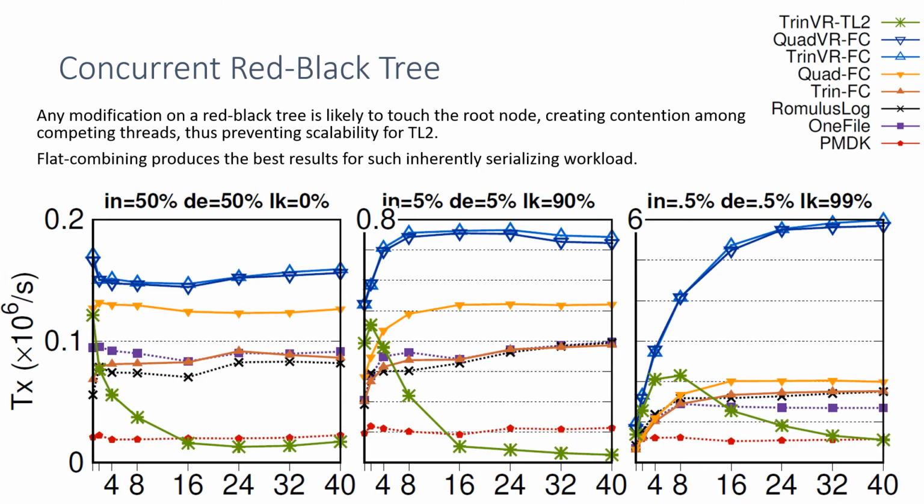In this micro benchmark, we took a sequential red-black tree and we wrapped its operations in transactions. Perhaps contrary to what would be expected, the TL2 implementation here doesn't scale very well. And the main reason is because the red-black tree is a data structure which, for most mutative operations, the root node is modified. And that means that any operation that reads the root node, that means any operation in fact, will abort if there's an ongoing modification. And this causes contention and prevents scalability for TL2.